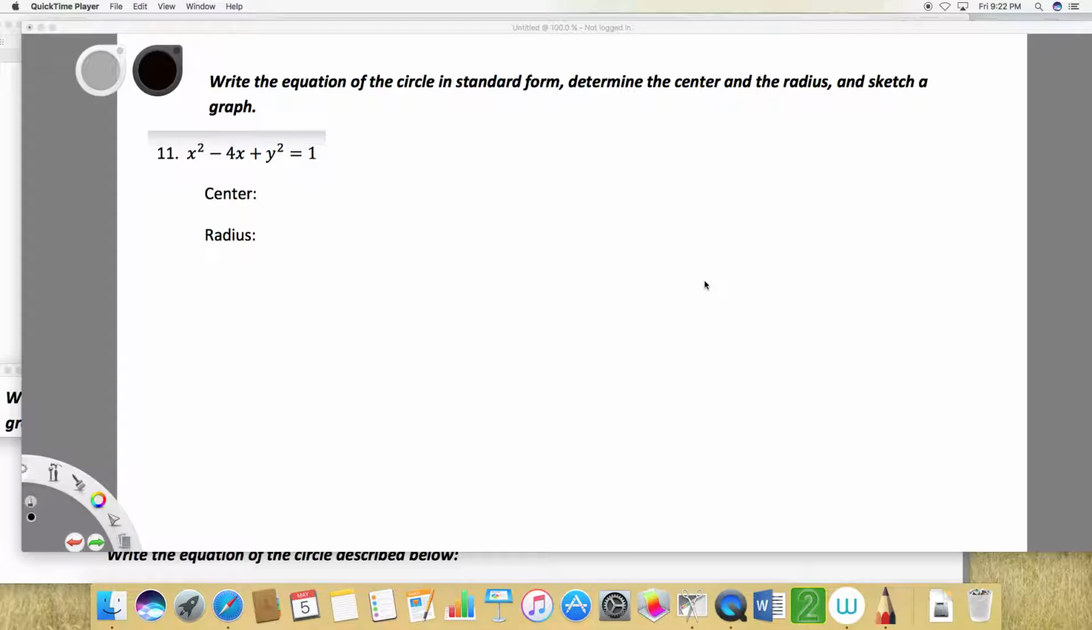So if we look at this, we want to get all of the variables on one side of the equation, the numbers on the other, and it's set up exactly like that. Now, this time, since it has both an x squared and an x term, I'm going to have to complete the square in order to get it in standard form. So hopefully you remember how to do that.